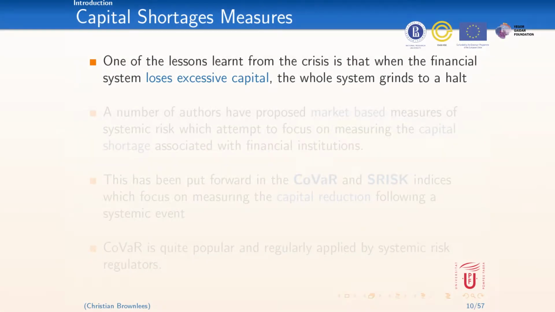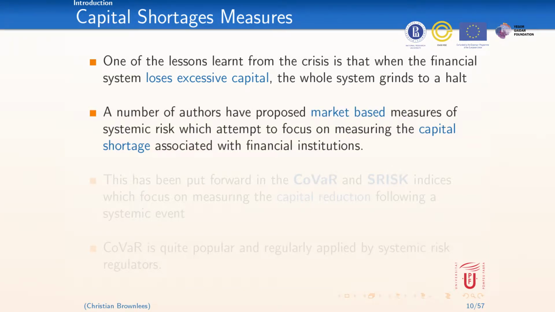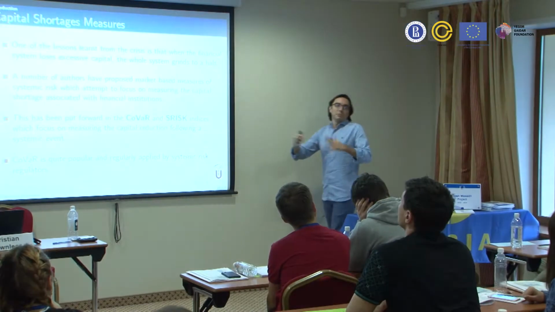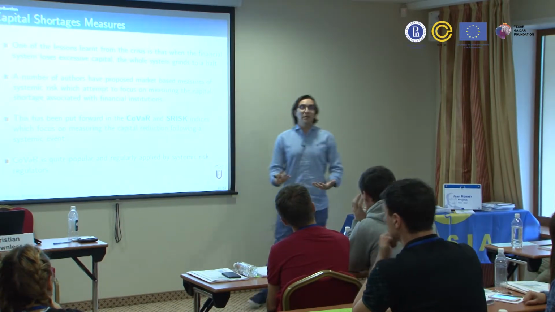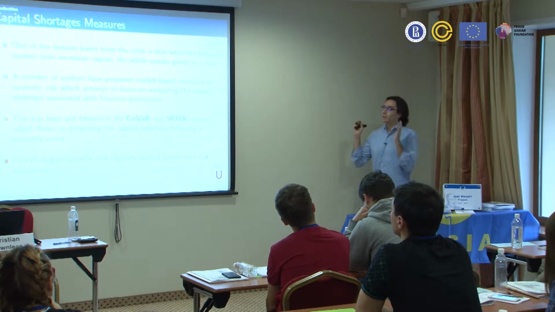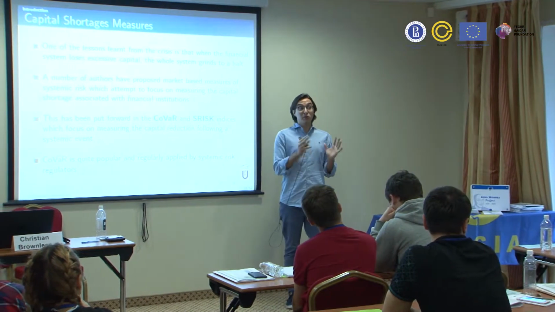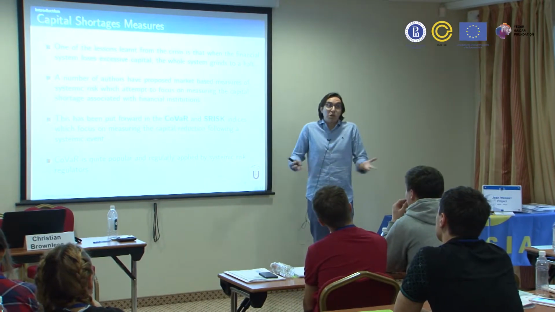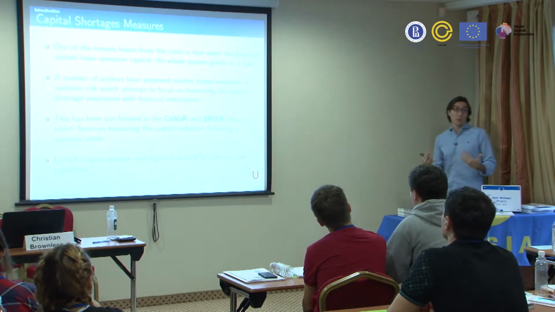As I was saying, what's peculiar about these two indices, and that's the new thing that emerged in the aftermath of the crisis, is that these indices try to measure the capital shortage that financial firms are going to induce in the rest of the system. So let me explain a little bit more here. Many things happened during the crisis. One of the things we learned is that when financial firms lose a lot of capital, then the financial system is going to be capital constrained, and the financial system is not going to function properly.